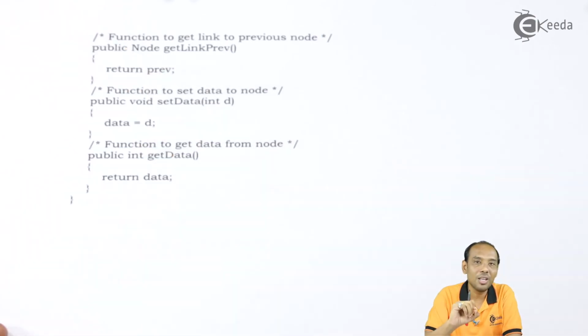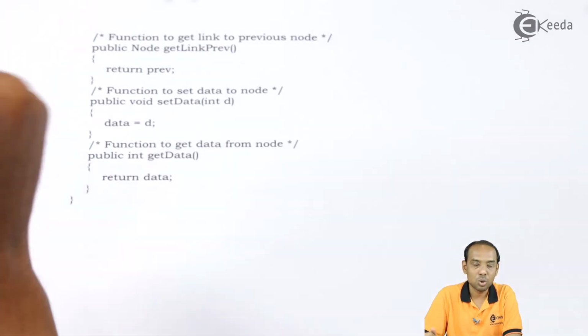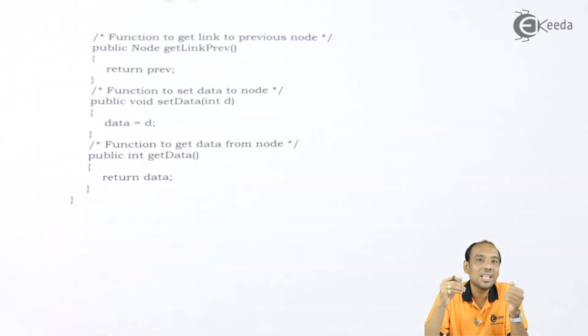So I will be defining a function called get link previous, and which value will I be returning? I will be returning the value called previous. Okay, so to get the next value I am going to return the variable called next, and to get the previous value I am going to return the value called previous. So we are done with the next value and previous value.